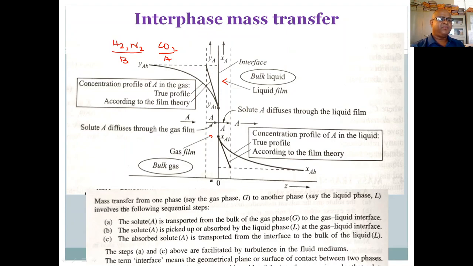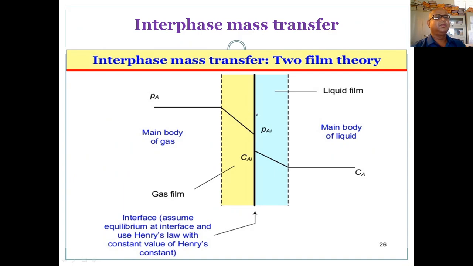What does the interface mean? Interface means the geometrical plane or surface of contact between two phases. So let's take this as Z equal to 0. Now if Z equals 0 plus, then it will be the XAI concentration, and if Z equals 0 minus limit, then it will be YAI.